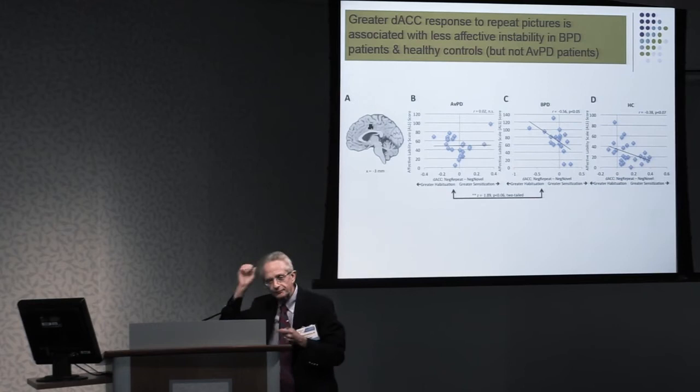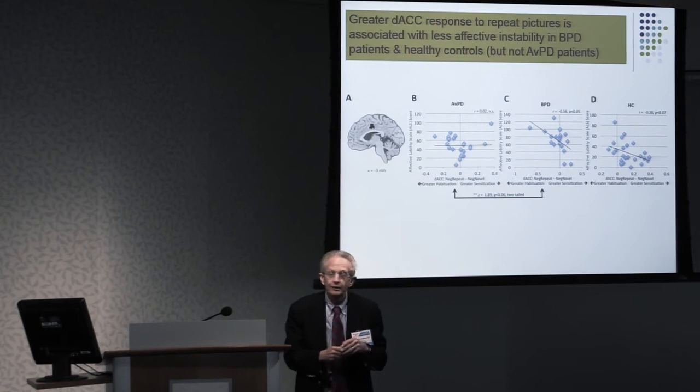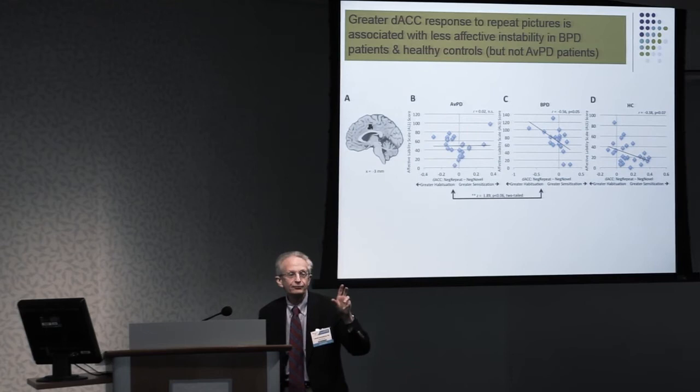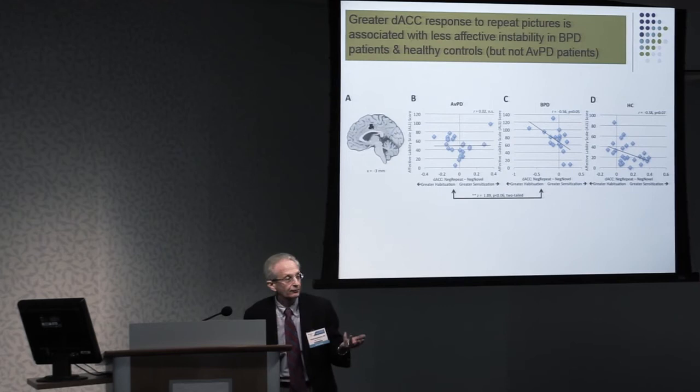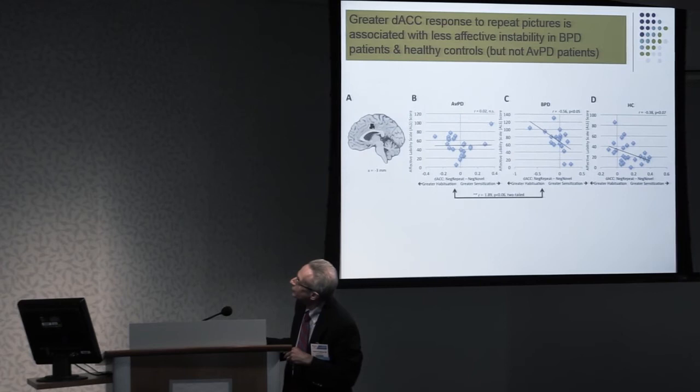We wanted to see whether or not this fit with our hypothesis that an impairment in the ability to habituate was associated with affective instability. So we looked at correlations between the extent to which this DACC area was brought online and affective instability. And you see that for the borderline patients and the healthy controls, the more they're able to bring this online, the less affective instability they have, measured by a scale, the affective lability scale. Now, the healthies are able to bring this area on more, so they tend to have lower affective instability, as you would expect. The borderlines don't bring this area on so much, and they have more affective instability.